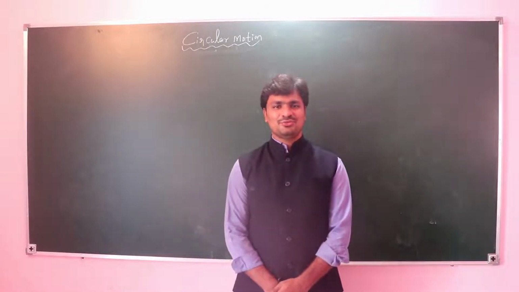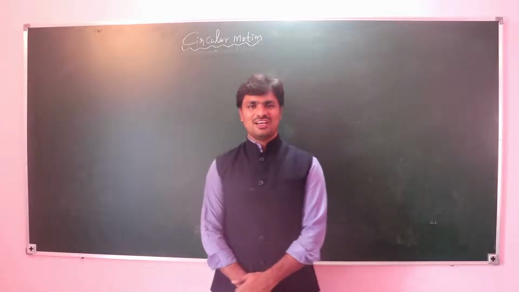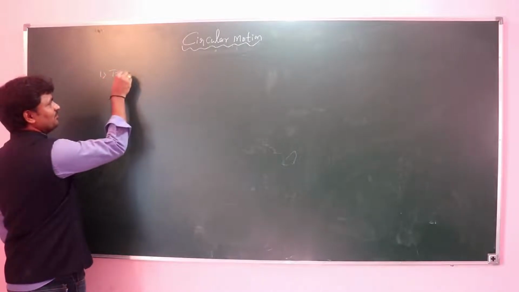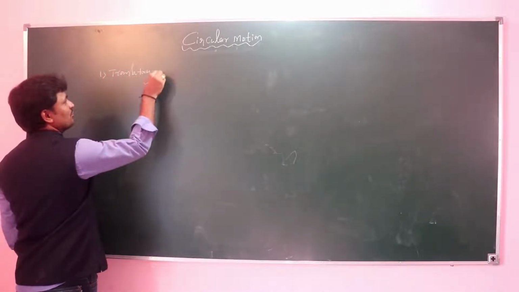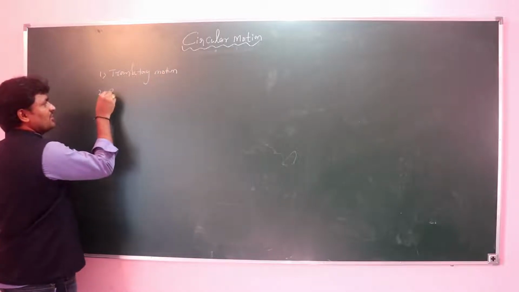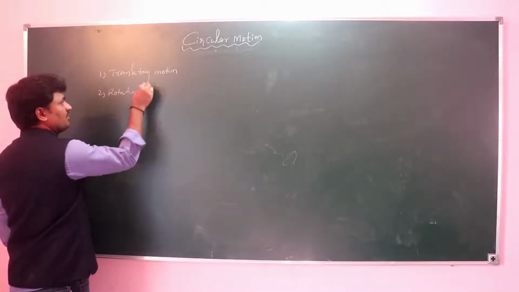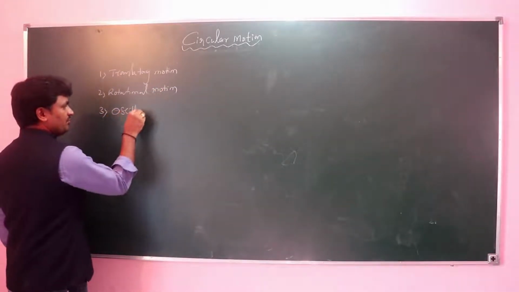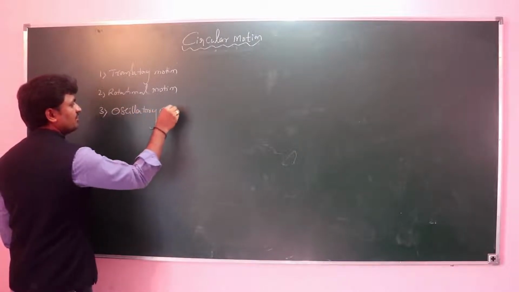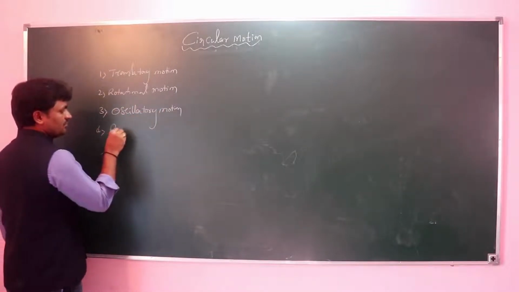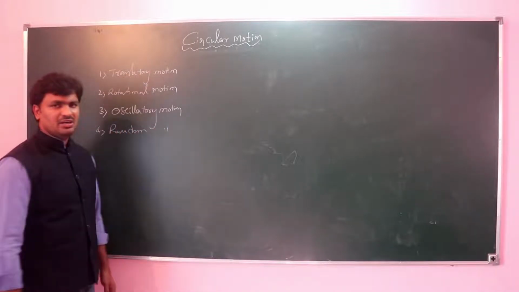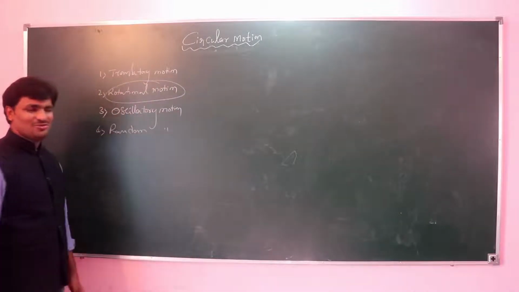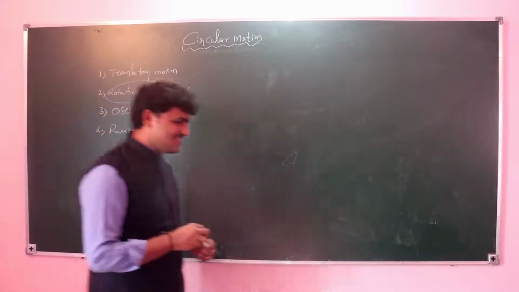First of all, if you think about motion, we have different types of motion. What are those? First one is translatory motion. Second one, rotational motion. Third one, oscillatory motion. And then random motion. So these are the four types of motion. But where is circular motion? Circular motion is a special case of rotational motion.